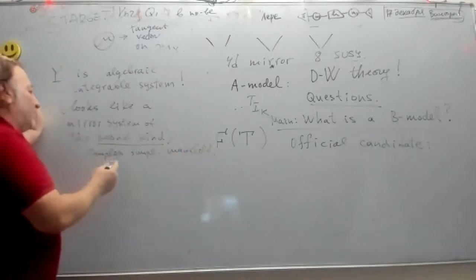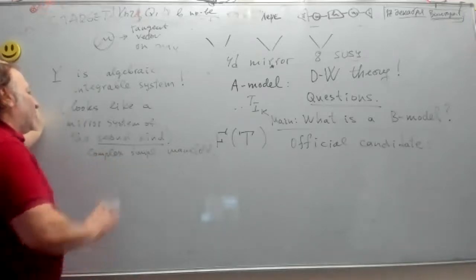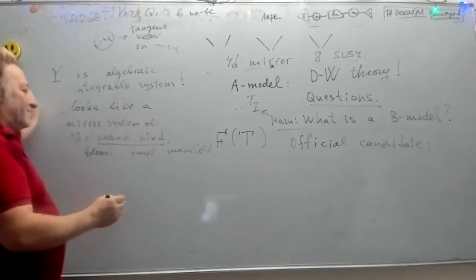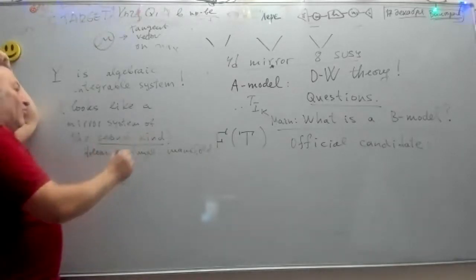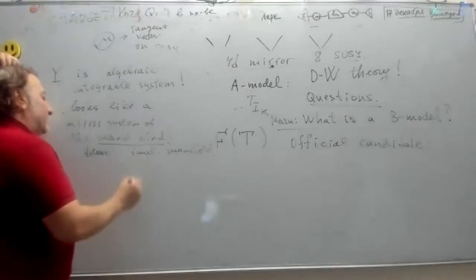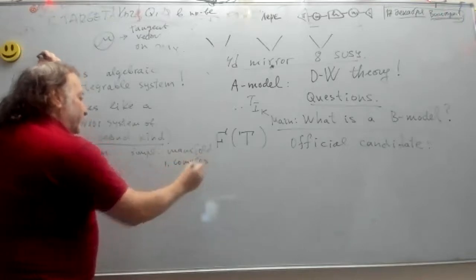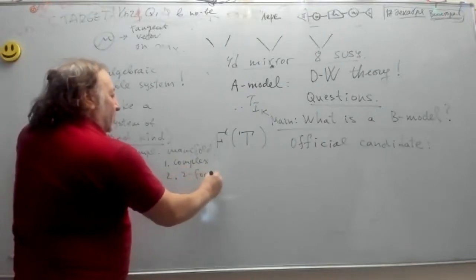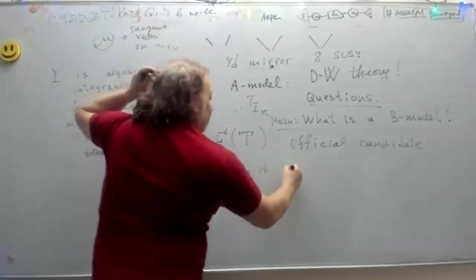So I need to say, not complex symplectic. People use different notations. So it's holomorphic symplectic. So a holomorphic symplectic manifold is a manifold that is first complex, and second, it has a non-vanishing two-form of type 2-0.